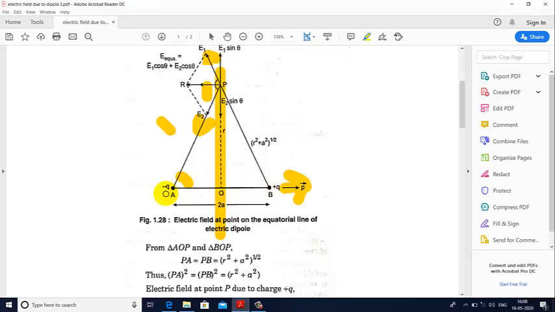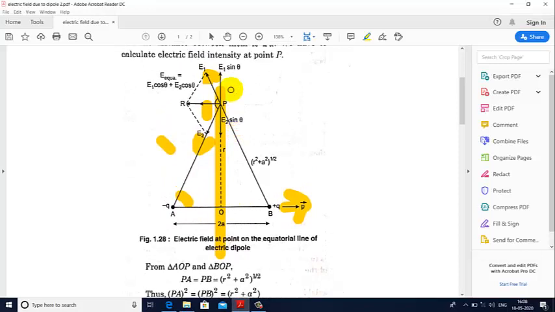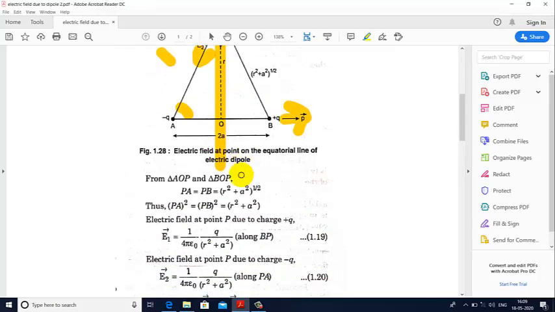So the magnitude of electric field will be equal at P due to both these charges. Means magnitude of E1 will be equal to magnitude of E2. Okay. So here this is the magnitude of E1, and here the magnitude of E2, and these terms are equal. So these both terms will cancel each other because this is in upward direction and this is in downward direction, and both the terms are equal. So they will cancel each other.